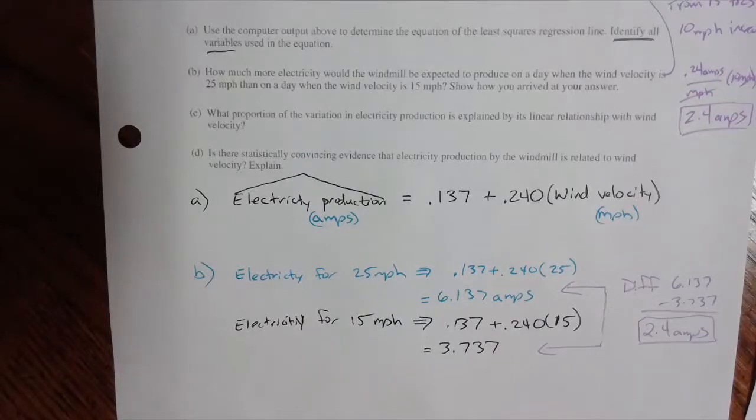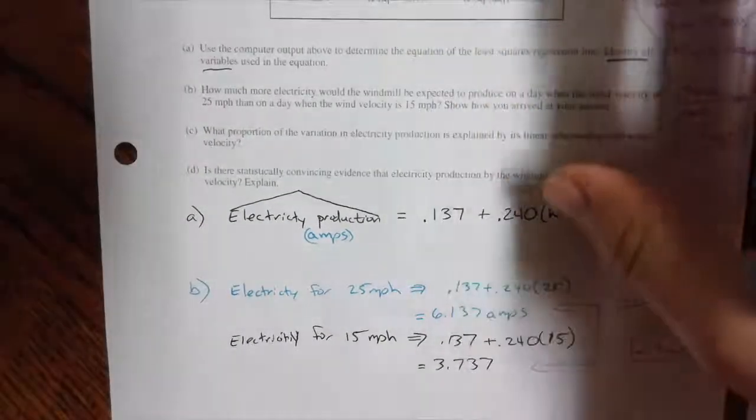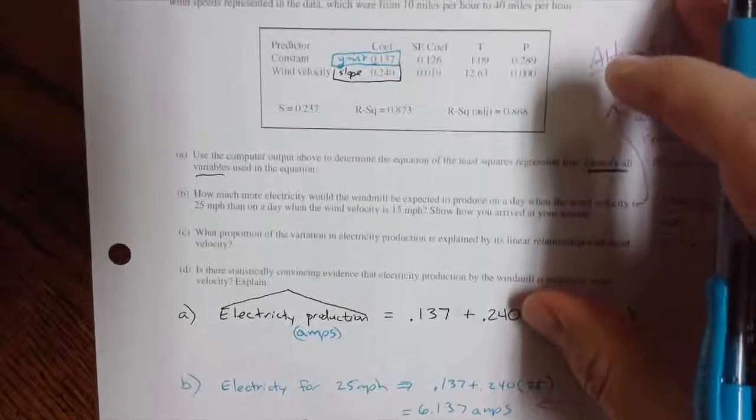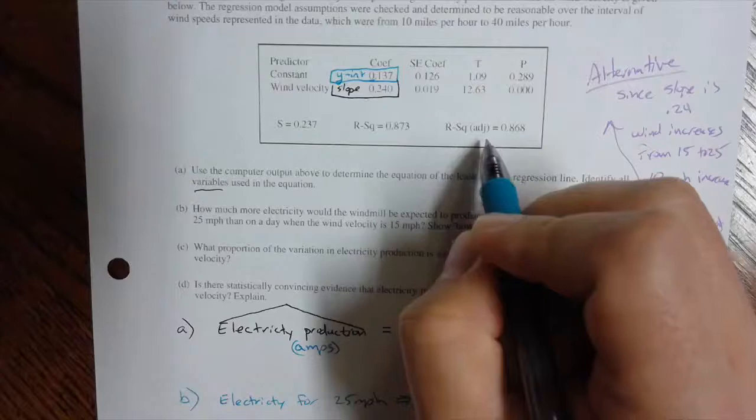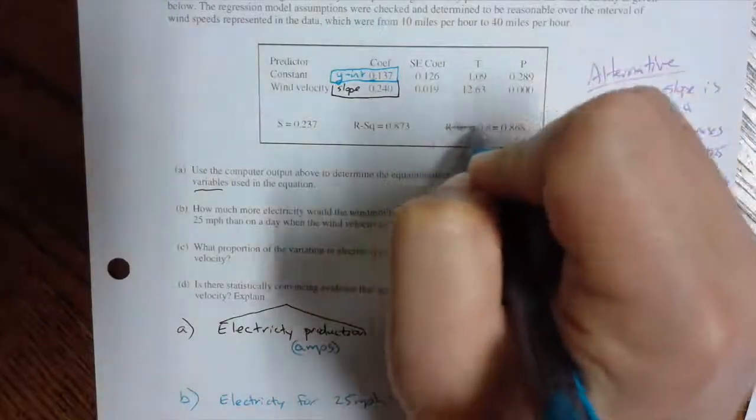And part C, that one says, what proportion of the variation in electricity production is explained by its linear relationship with wind velocity. We haven't gotten into a lot of this table actually. Many of these tables will have an r squared value. Sometimes they'll have an r value. Sometimes even this r squared adjusted value. This one you'll never use, by the way.